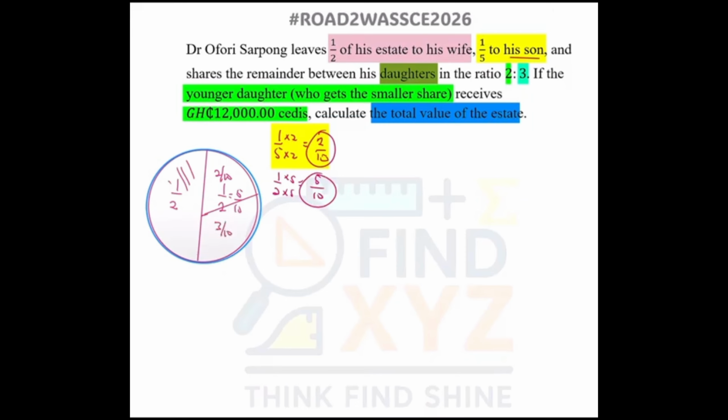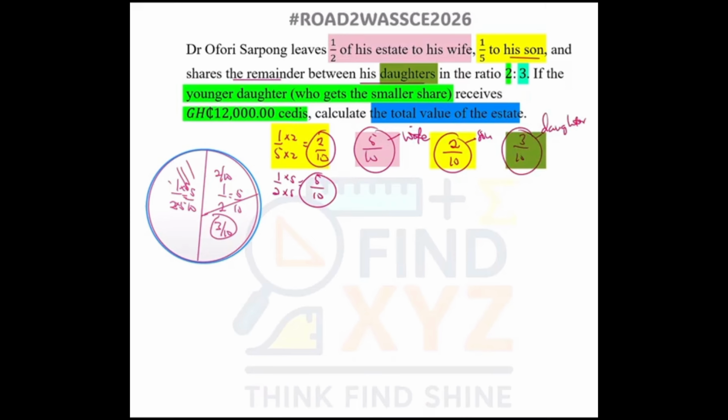Now the 1 over 2 can also be expressed as this times 5, this also times 5. That will give us 5 over 10. So the 3 over 10 goes to who? That is the remainder, goes to his daughters. So it means that 5 over 10 of the estate is going to the wife. Then 2 over 10 is going to the son, and then 3 over 10 is going to his daughters. If we put everything together, 5 out of 10 plus 2 out of 10 plus 3 out of 10, it will give us 10 out of 10, which is the estate. So we have established that side.